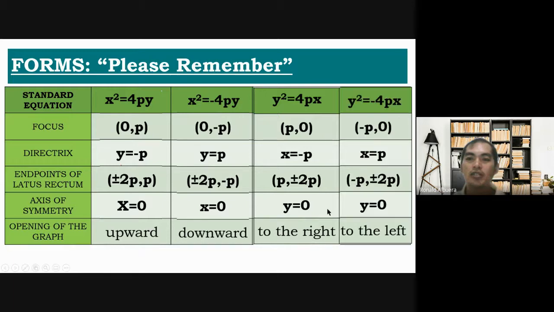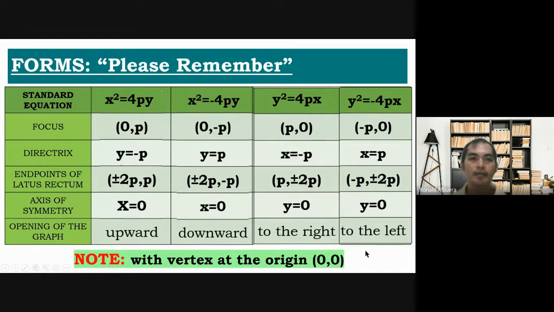How about if it's to the left? It's only the sign. Negative 4px equals y squared. The focus has coordinates (negative p, 0). The directrix is x equals p. The endpoints of the latus rectum have coordinates (negative p, ±2p), and the axis of symmetry has the equation y equals 0. And the opening of the graph is to the left. Let's proceed to the example.